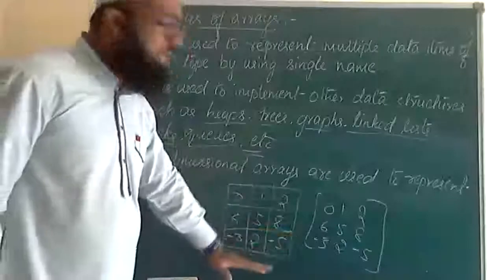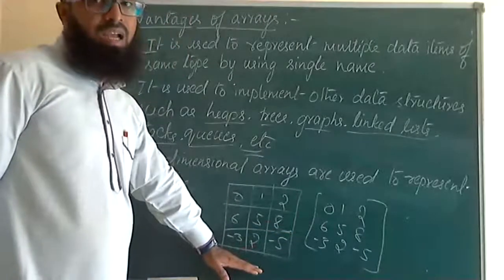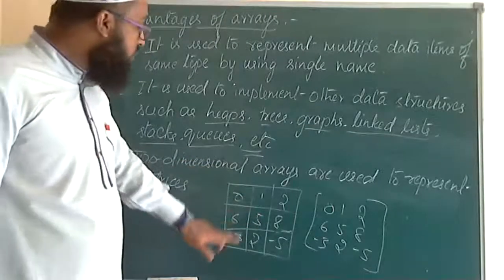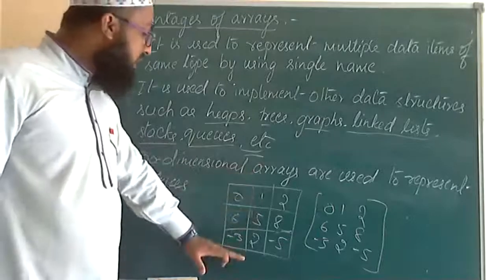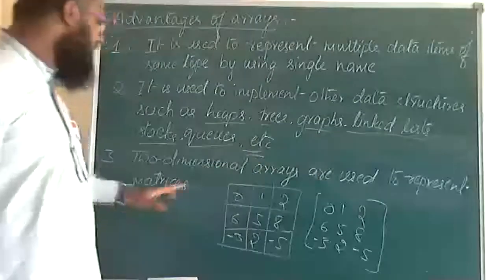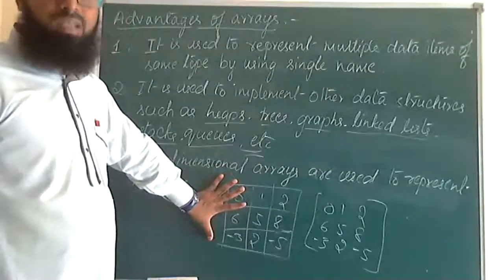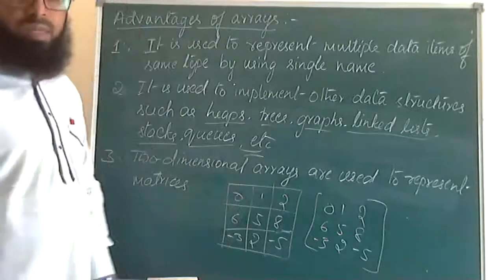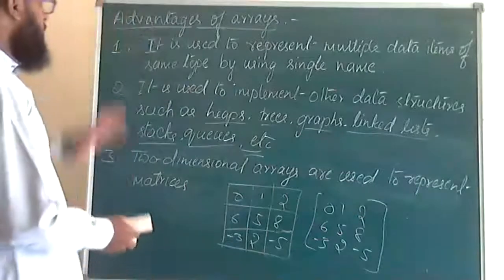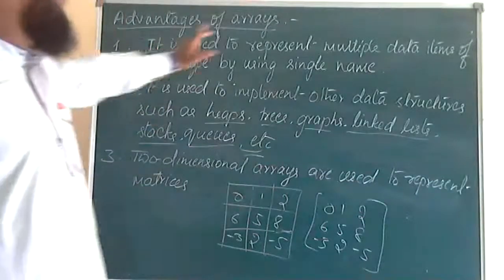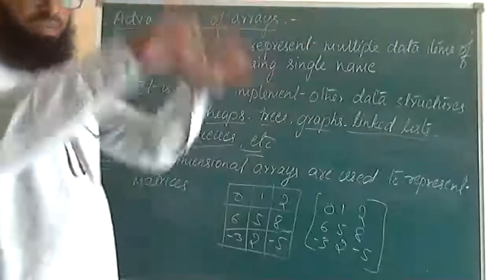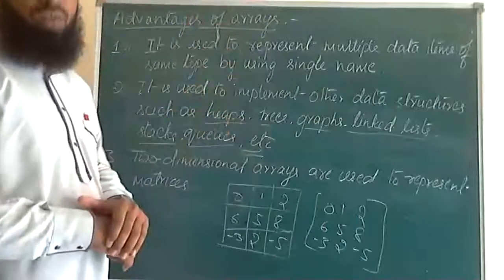In number of rows and columns. If we represent any array, it means here we have to use the two-dimensional array for representing the elements in rows and columns. That is called to represent matrices. This can be called as a matrix. To represent this type of elements, we will use two-dimensional arrays. So next come. So this is about the advantages of arrays. The first thing is it is used to represent multiple data items of same type by using single name. We have to take the example of one-dimensional array.